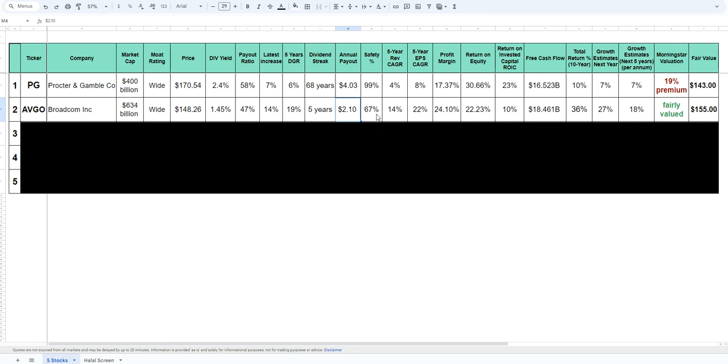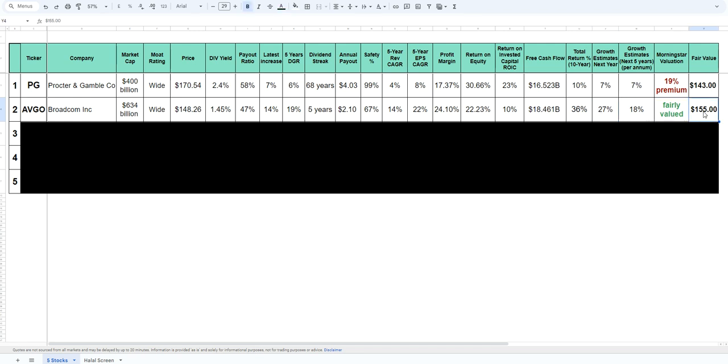Safety is perfect, 67%. Revenue is growing nicely in the last 5 years, 14%. EPS about 22%. Profit margin, return on equity, return on invested capital, absolutely amazing. Over $18 billion of free cash flow, 36% total return in the last 10 years. And look at this, they're expecting to grow the earnings about 18% every single year moving forward, and just next year will be about 27%.